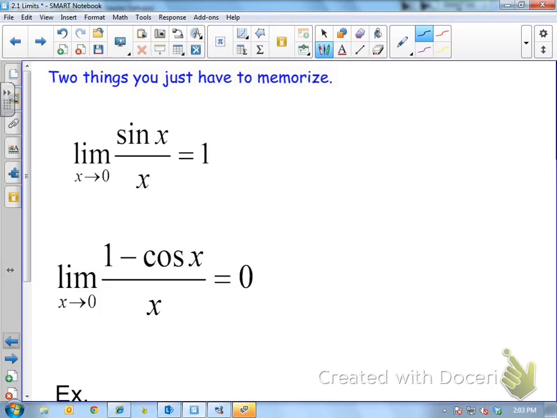I think it does show in the book. It does say the sandwich theorem, but I don't know if it applies it to these. No, it does not.